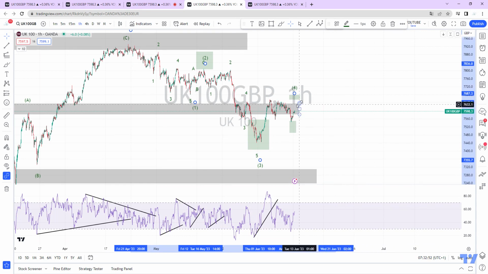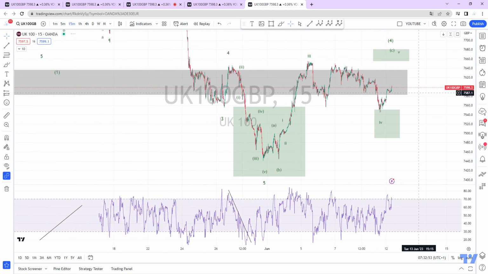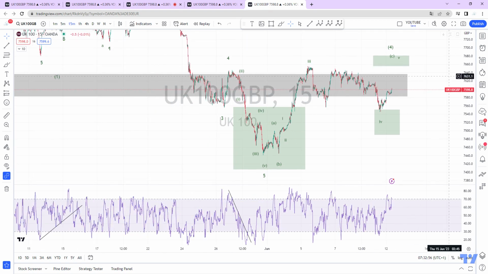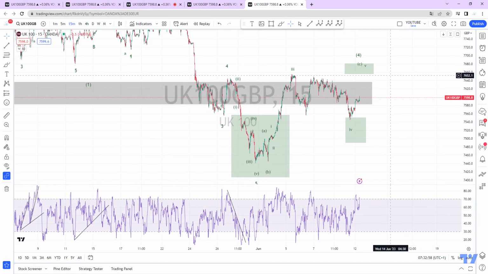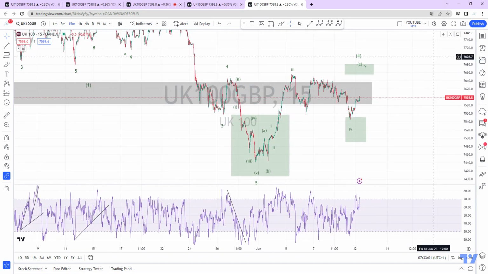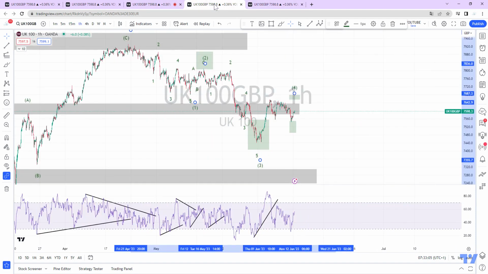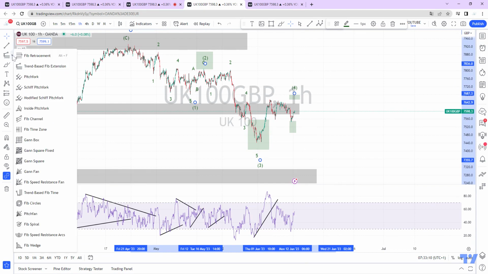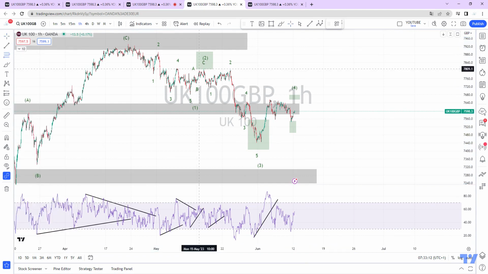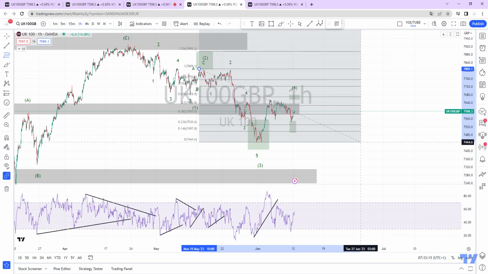Now this wave 4, let's further zoom in on the 15 minutes. So actually, let's go back first to the 1 hour. We already reached the 0.5 FIB retracement for a wave 4. We even crossed it. So it means that we cannot see much more upside here.